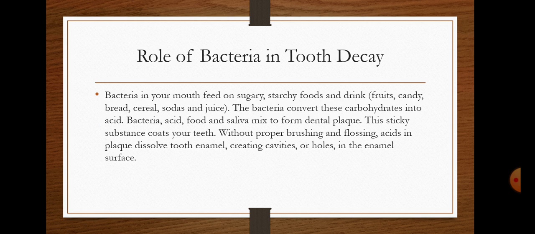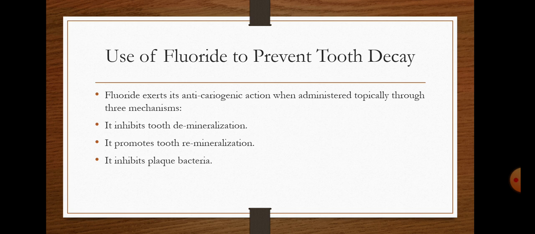Role of bacteria in tooth decay. Bacteria in your mouth feed on sugary, starchy food and drinks, for example, fruit, candy, bread, cereal, sodas, and juices. The bacteria convert these carbohydrates into acid. Bacteria, acid, food, and saliva mix to form dental plaque. This sticky substance coats your teeth. Without proper brushing and flossing, acids in plaque dissolve tooth enamel, creating cavities or holes in the enamel surface.